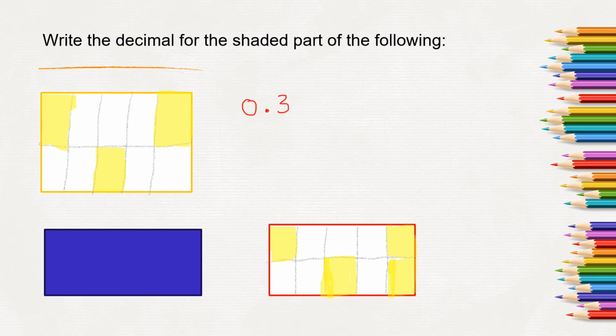The second one, whole is colored. Along with that, the next one is also divided into 10 equal parts, but out of 10 equal parts, only 4 parts are colored. So here we can say one whole point. How many out of 10 parts? 4 out of 10 parts.